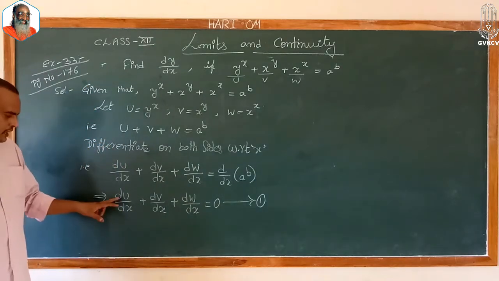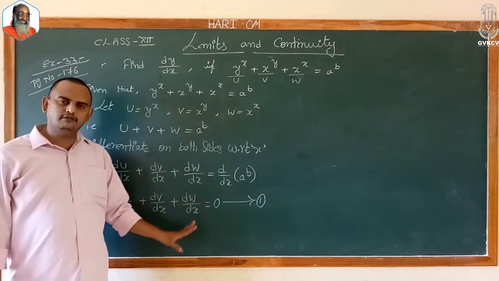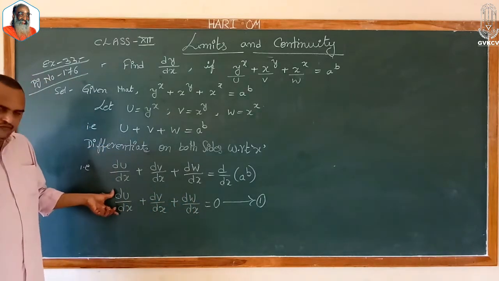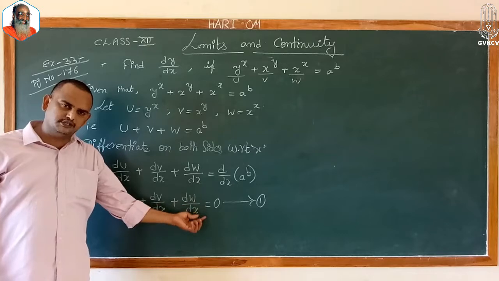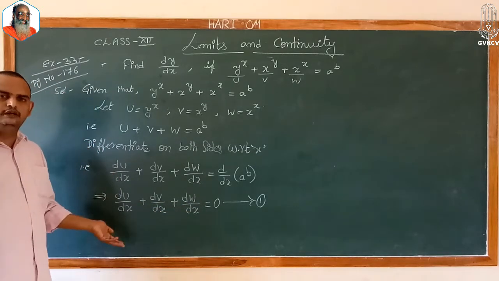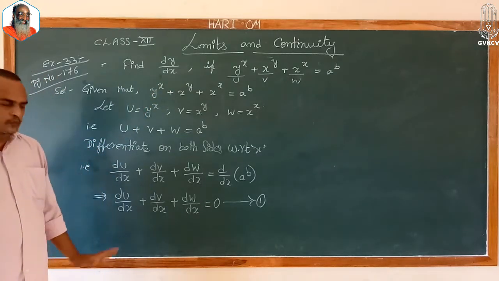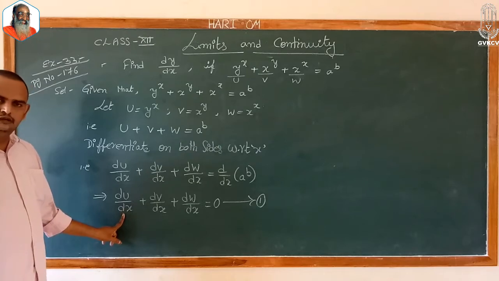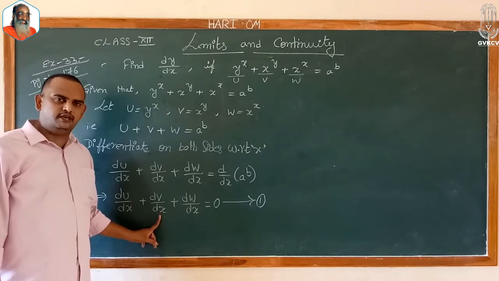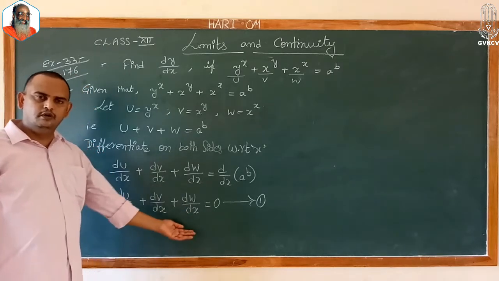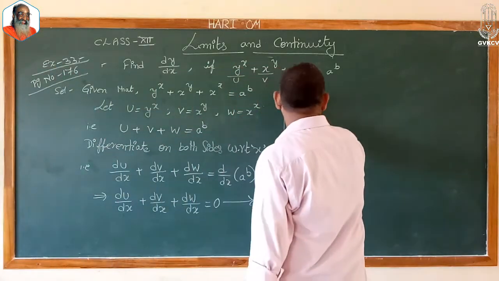Now what do I require? I require the derivative of u function, derivative of v function, derivative of w function. Then by adding all these, definitely we have our answer dy/dx. Now we have three parts. First part is finding differentiation of u, then differentiation of v, then differentiation of w, and finally adding all those three. Now let us see here. Part 1.